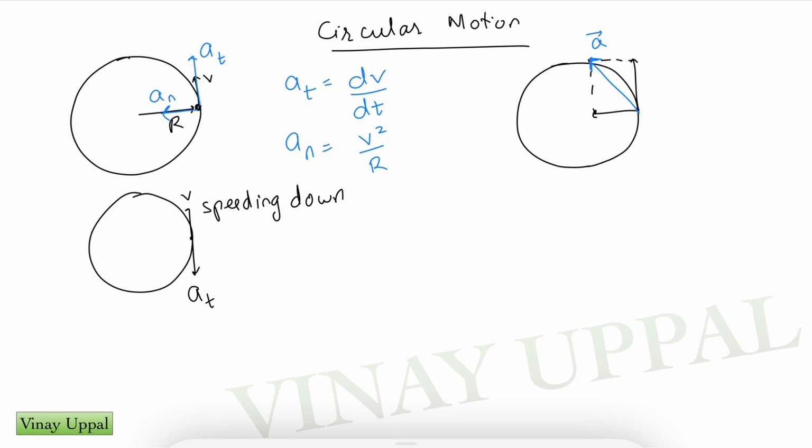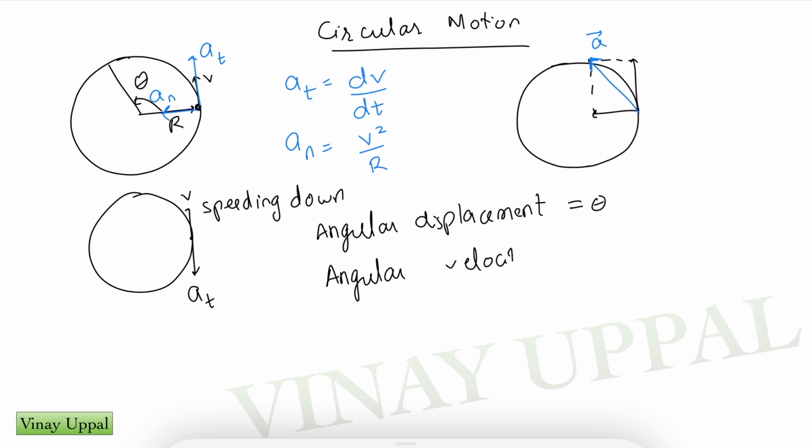We also define some angular variables here. We define the angular displacement as this angle, the angle traveled by the particle. Angular velocity is simply the rate of change of theta.